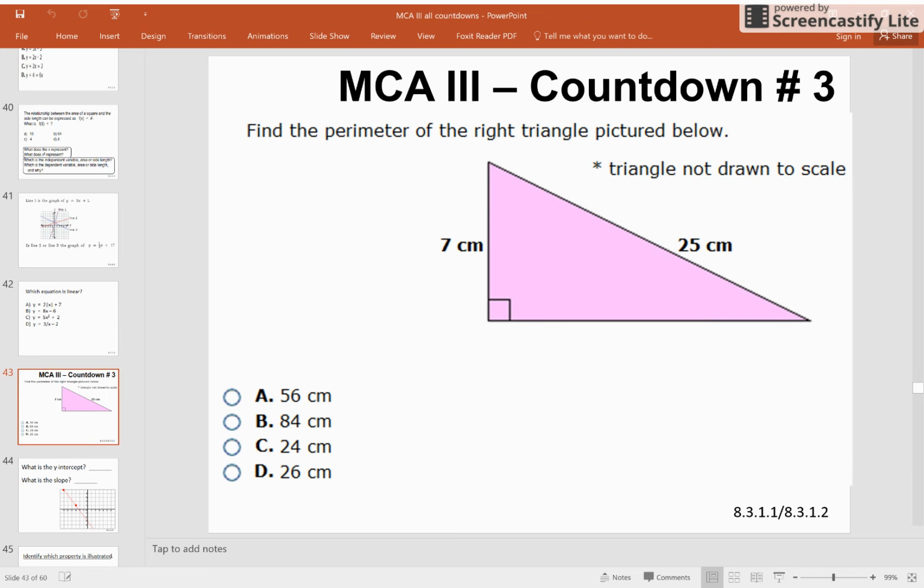So in a right triangle, a is your shortest side. That's called a leg. b is your medium side. That's also called a leg. And c is your longest side. That is called the hypotenuse.